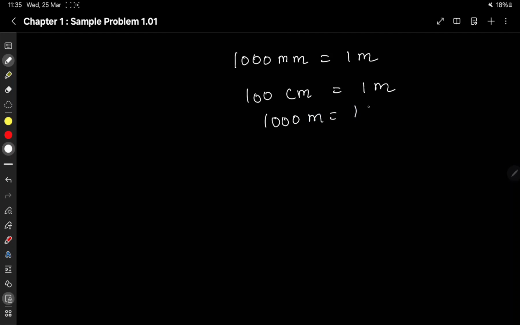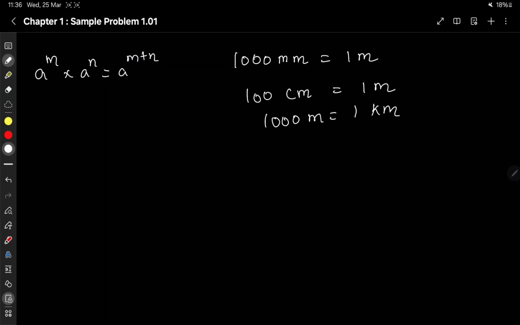Then you want to know about some conversions. 1000 millimeter is equal to 1 meter, that you should know. Then 100 centimeter is equal to 1 meter, that also you should know. 1000 meter is equal to 1 kilometer, so this also you should know. And you also want to know that a power m into a power n is equal to a power m plus n.